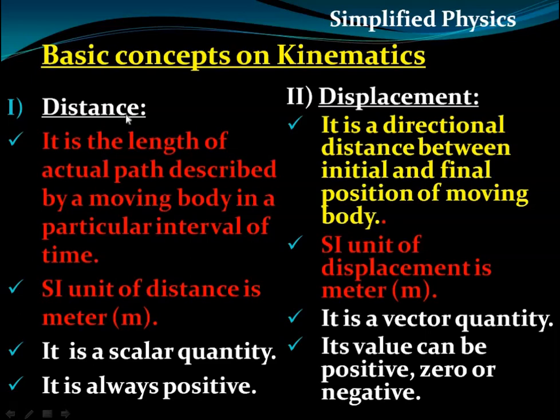What about displacement? They are related terms, so I want to describe them in a comparative form. Displacement is the directional distance between the initial point and the final position of the body after moving. The SI unit of displacement is meter, the same, so displacement and distance have the same unit and dimension. Distance is a scalar quantity, but displacement is a vector quantity because it is a directional distance. Simply, it is the straight-line distance from the initial position to the final position. Its value can be positive, negative, or 0.